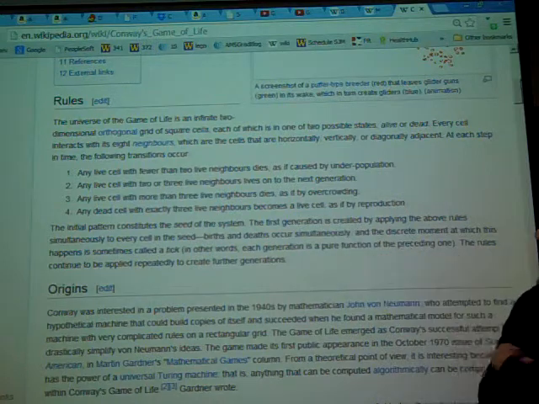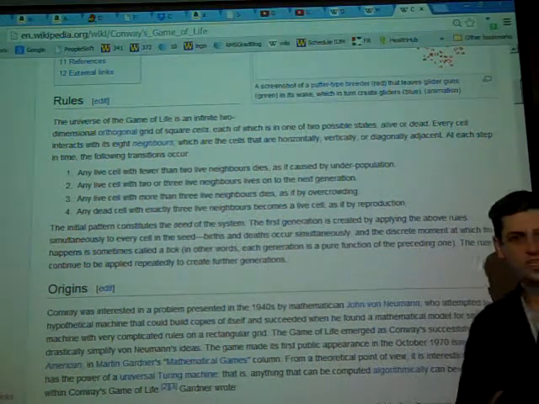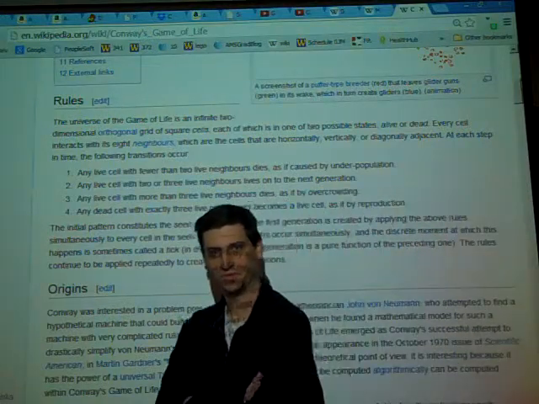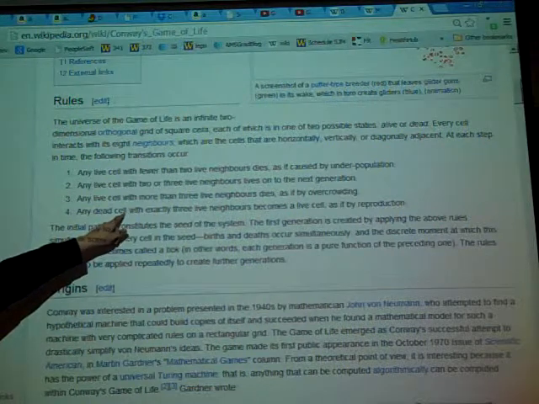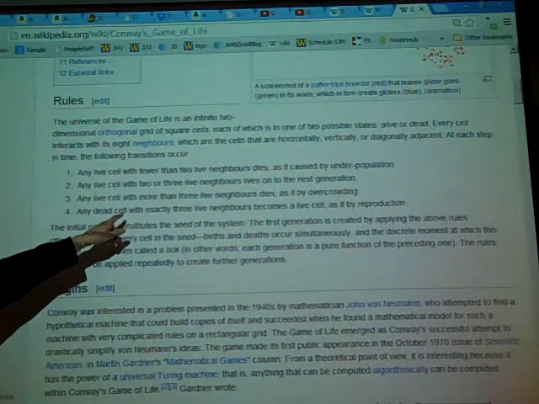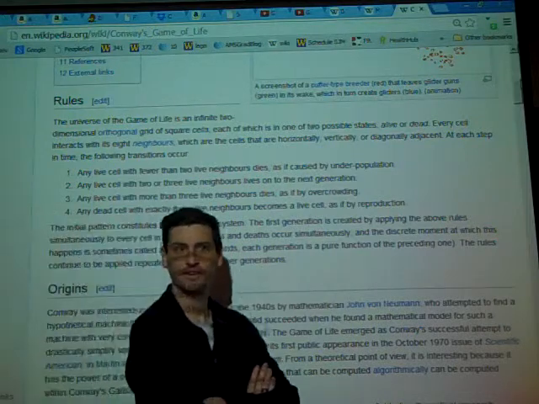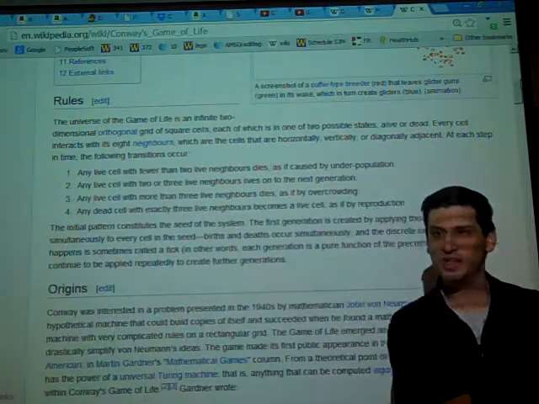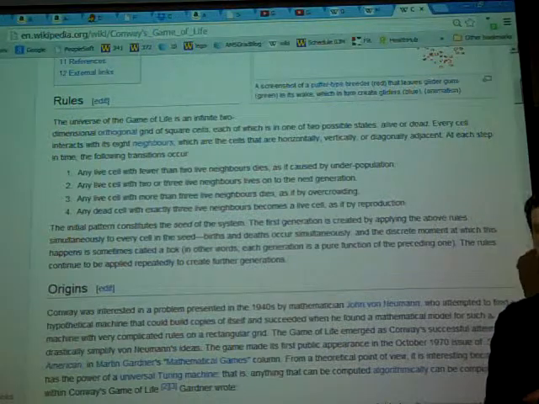And the last one is any dead cell with exactly 3 live neighbors becomes a live cell. So basically, this is how birth happens. Okay? If it wasn't for 4, this would be a very boring game. Right? What would happen if there wasn't condition 4? Everything would die off. Steady. It's not clear everything would die off. It reaches a stable point. It would reach a stable point.